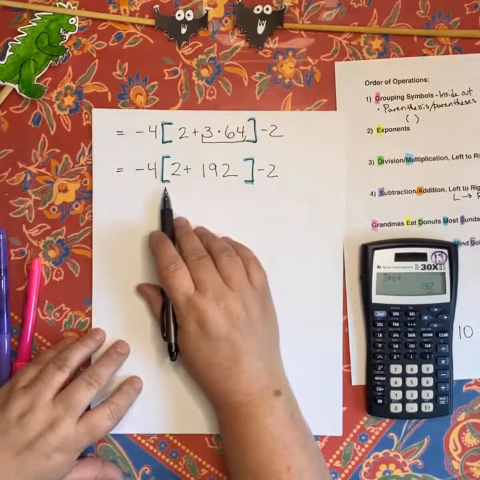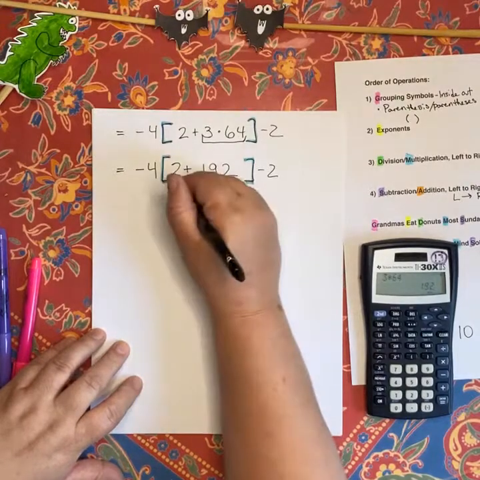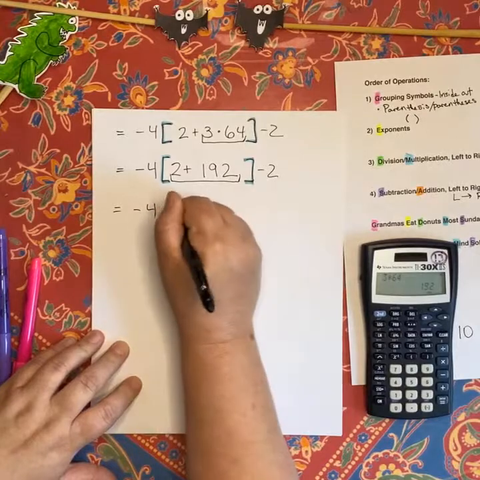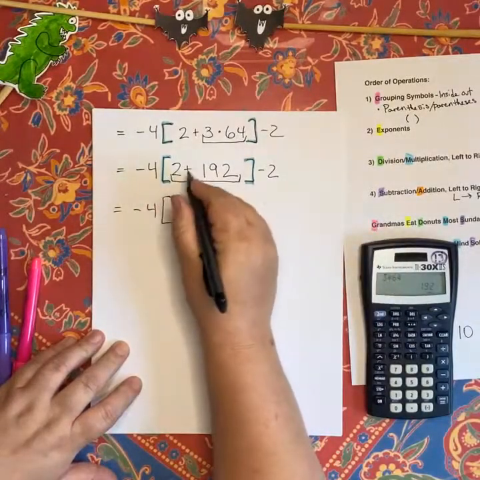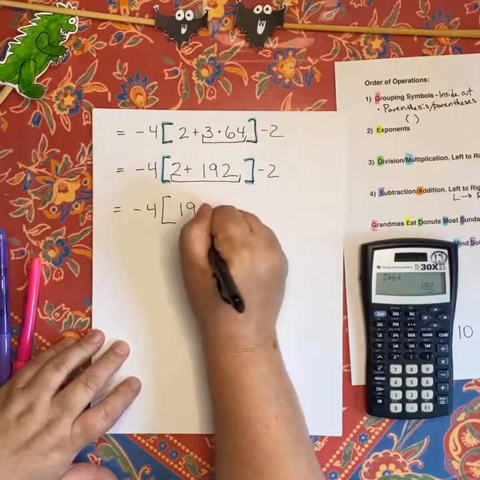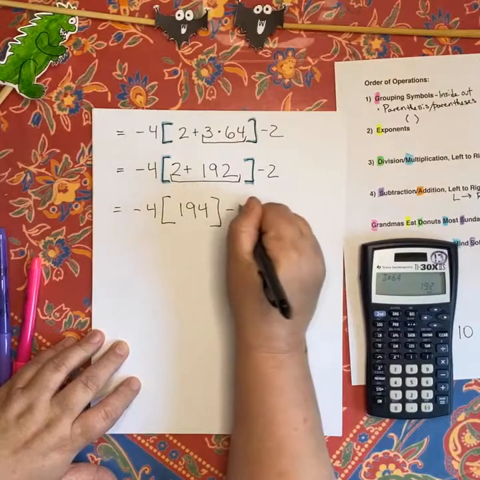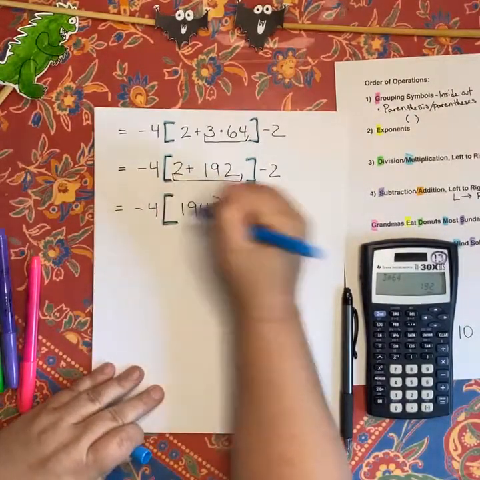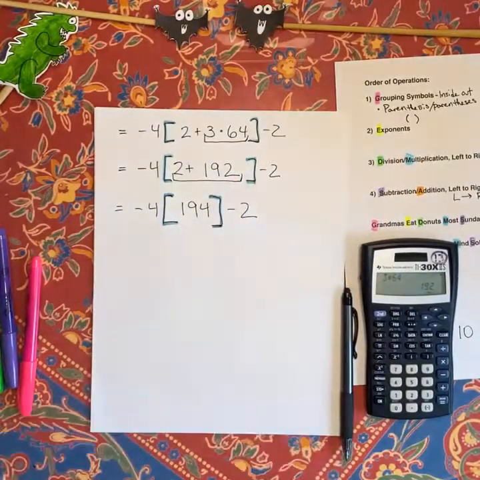Okay, next up, I got brackets. I've only got one operation. This is the next thing I do. I get negative 4 times the quantity 2 plus 192. That's 194 minus 2. Okay. Now what are we going to do?